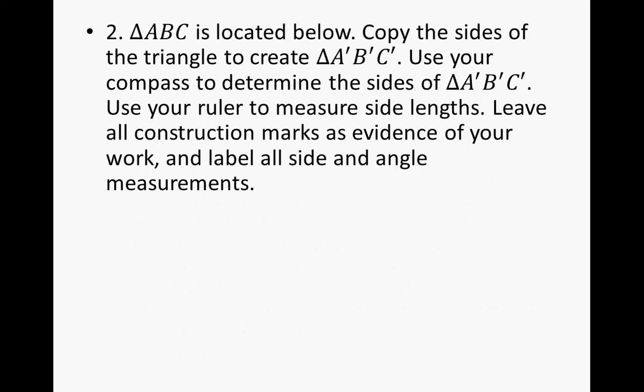Alright, for number 2, triangle ABC is located below. Copy the sides of the triangle to create triangle A prime, B prime, C prime. Use your compass to determine the sides of triangle A prime, B prime, C prime, and use your ruler to measure the side lengths. Leave all construction marks as evidence of your work, and label all side and angle measurements.